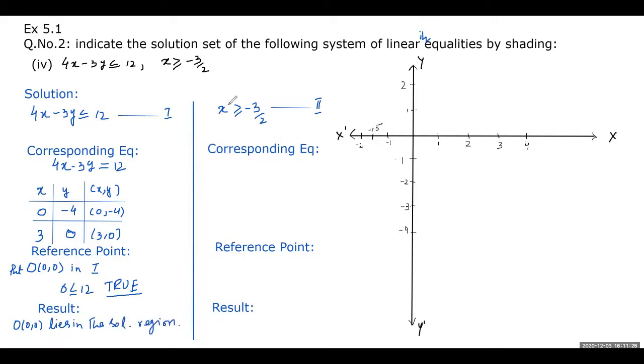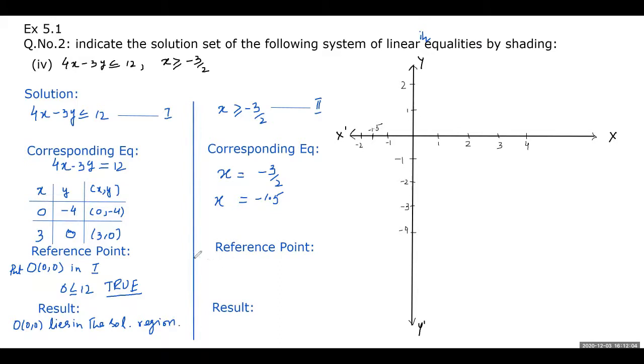We go to the next inequality. It is x greater than or equal to minus 3/2. Name it number 2. Its corresponding equation is x equals minus 3/2. This is a vertical line passing through x equals minus 3/2, which means x equals minus 1.5, because on the graph paper it will be much easier to plot. It is simply a vertical line. You have learned it in plane analytic geometry, chapter number 4 of your book.